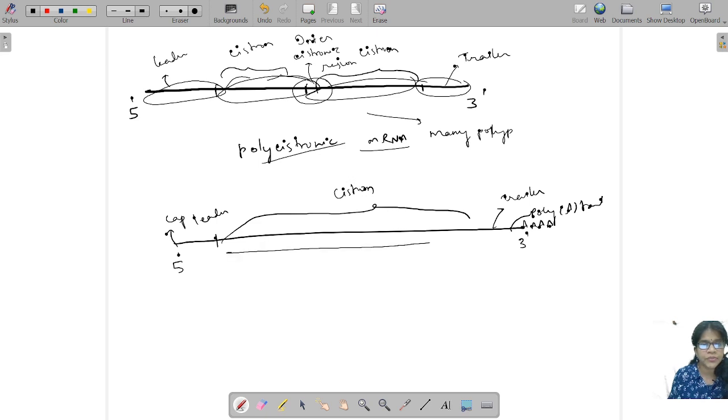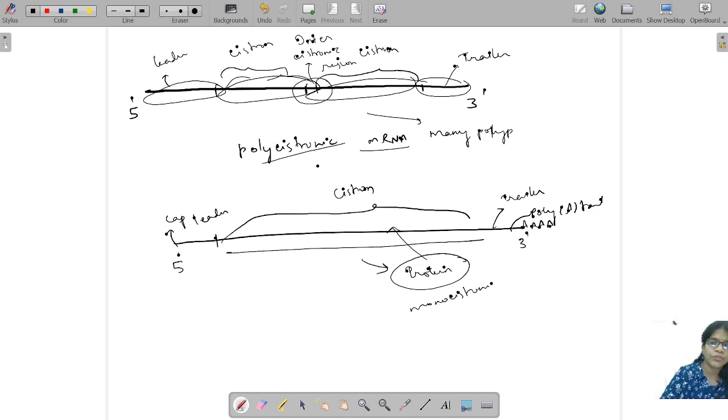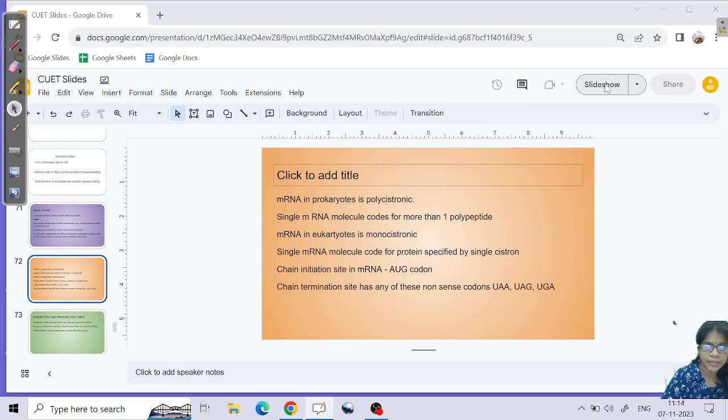This complete cistron codes for only one protein, the protein coded by one cistron, right? That is called monocistronic. It doesn't have any intercistronic regions or any other extra cistrons. So prokaryotic mRNA is polycistronic, whereas eukaryotic mRNA is monocistronic. Okay, now let's go to the slides.